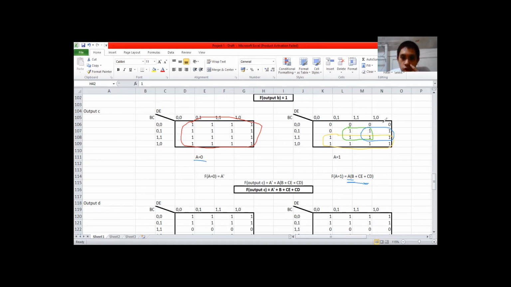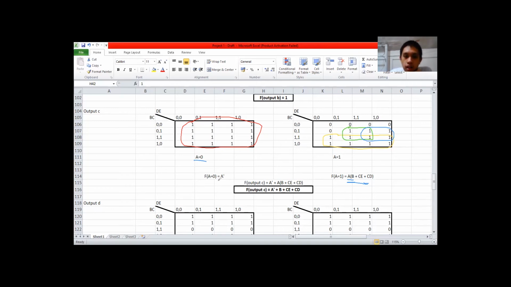So for the blue group, lastly, A is 1, B changed from 0 to 1 and is cancelled, C is constant at 1, D is constant at 1, and E changes from 1 to 0. Therefore, what we are left is A ANDed with C ANDed with D.